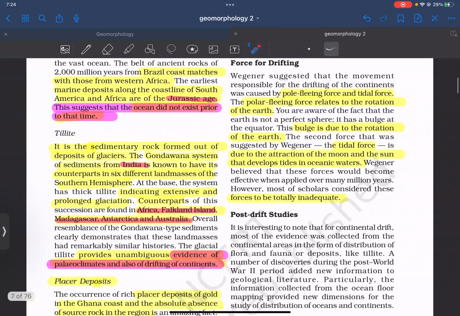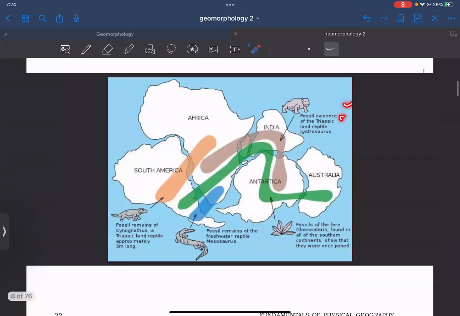This is what we studied about, right? So these are examples of fossils. Mesosaurus is found across South America and Africa. Then Glossopteris, a plant which is found across all 6 continents. Lystrosaurus is found across Africa, Madagascar, India, and Antarctica.